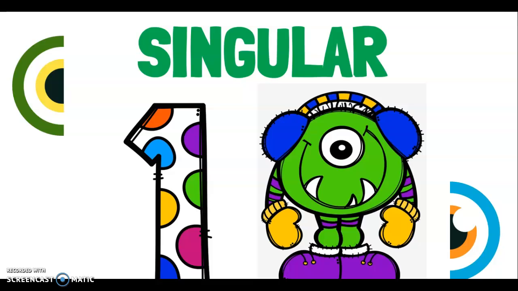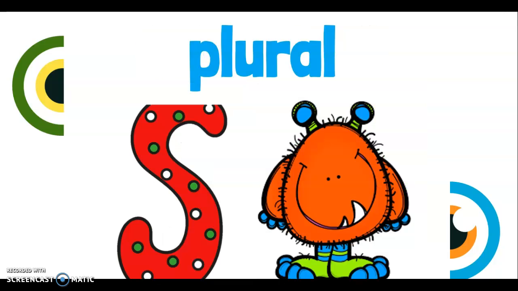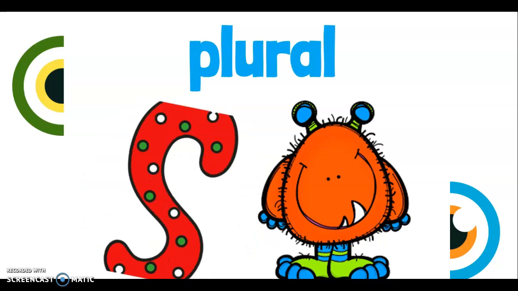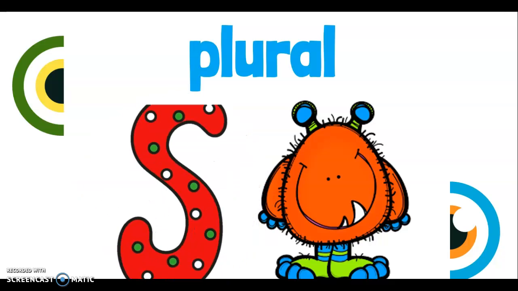Now let's review the singular and plural nouns. Remember, singular means one. Only one person, animal, place, or thing. And plural means more than one. In some nouns, we can add the magic S at the end to make them plural.